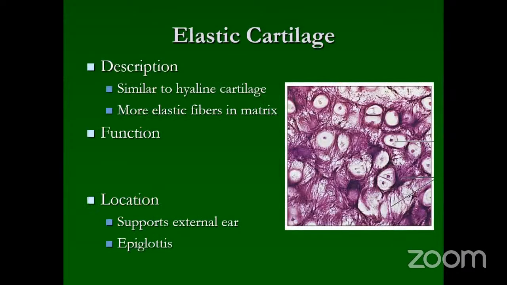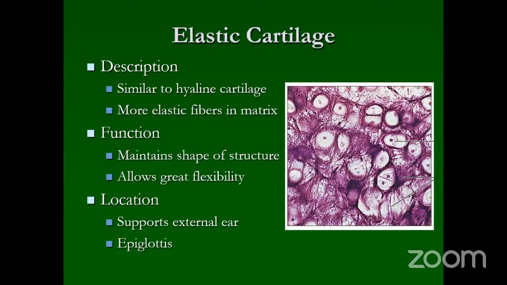The next is elastic cartilage. They are similar to hyaline cartilage, and they have more elastic fibers. So wherever there is a need for stretching and flexibility, these elastic fibers are present. The main function of this elastic cartilage is that it gives shape and flexibility. Usually we can see this elastic cartilage in the external ear and epiglottis.